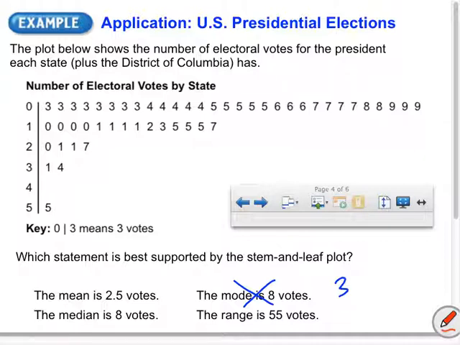The stem is the tens place in this case. The leaf would be the ones place. So that's 55. That's the maximum value. And now we need to subtract the minimum value.